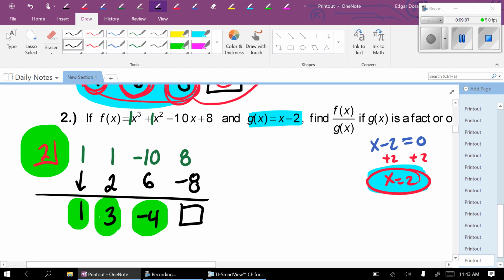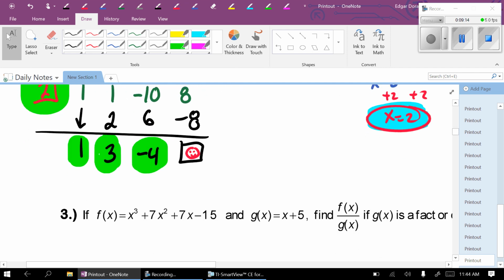And look at that, guys. 8 plus negative 8 is going to give me 0. So once again, I am happy that I did not get a remainder. So good. As I said earlier, guys, what's going to happen here is these are new coefficients, okay?